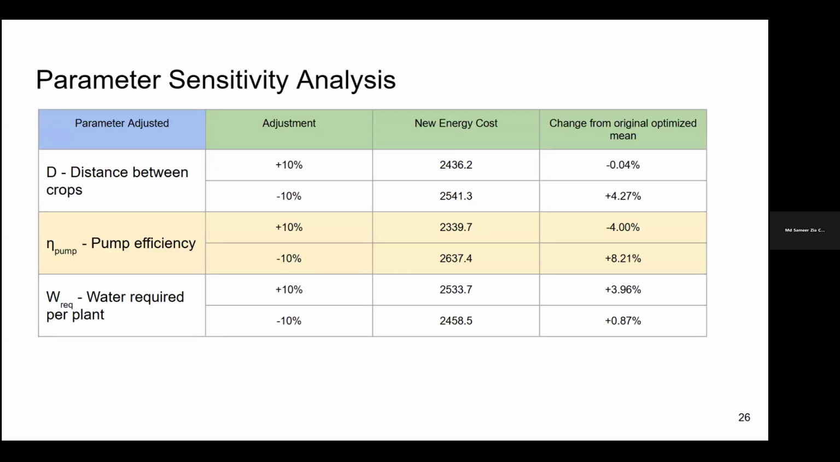Moving on to parameter sensitivity analysis, the parameters we decided to test were the distance between crops, the pump efficiency, and the water required per plant. Each of them is picked from subsystems 1, 2, and 3 respectively. Each was adjusted plus or minus 10%, and we found that the most sensitive variable was the pump efficiency, where there was a movement of almost 12% for the plus or minus 10% movement of the variable, while the rest of the variables remained well below a 5% overall change.